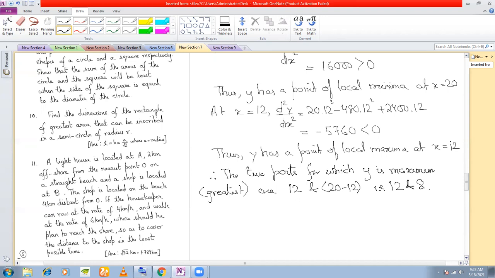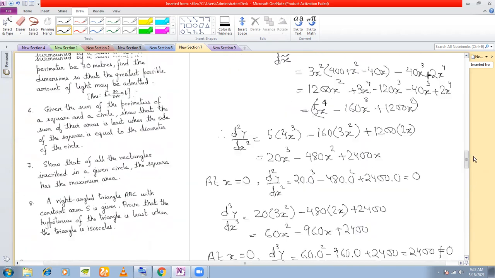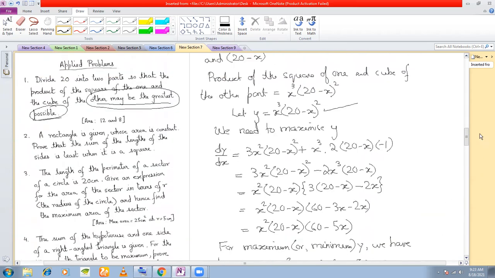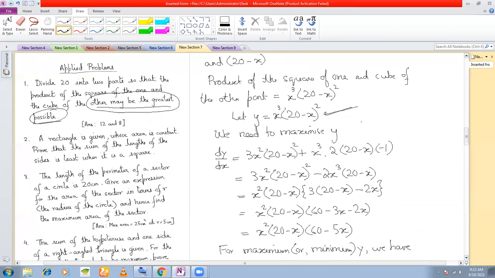possible. If you multiply 12 and 8, you will get 96. If you break 20 into any other parts, you will get a smaller value. The two parts of 20 for which y is maximum, that means this product. You can check it here. If you break this up as 12 cube into 8 square, this product will be the greatest.